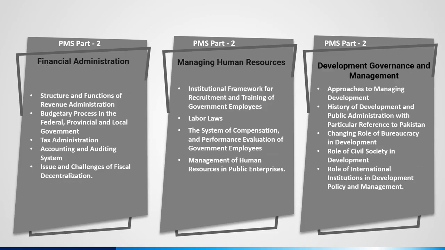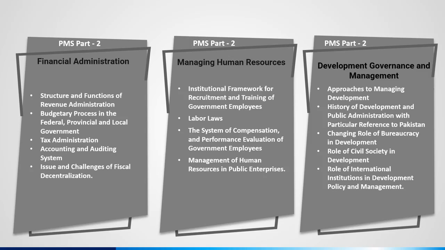So the next chapter is Financial Administration. The contents include structure and functions of revenue administration, budgetary process in the federal, provincial and local government, tax administration, accounting and auditing system, issues and challenges of fiscal decentralization. Next chapter is Managing Human Resources. The contents include institutional framework for recruitment and training of government employees, labor laws, the system of compensation and performance evaluation of government employees, and management of human resources in public enterprises.